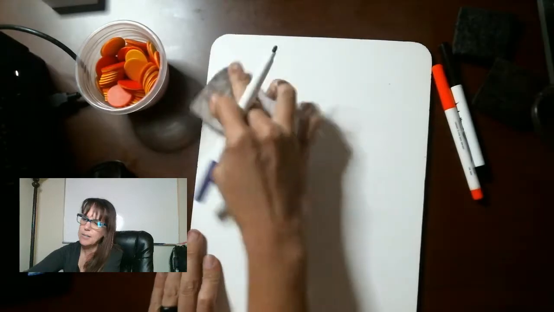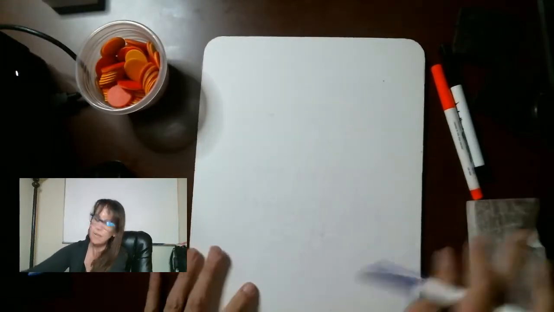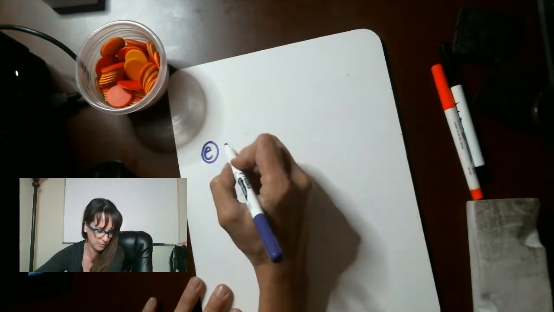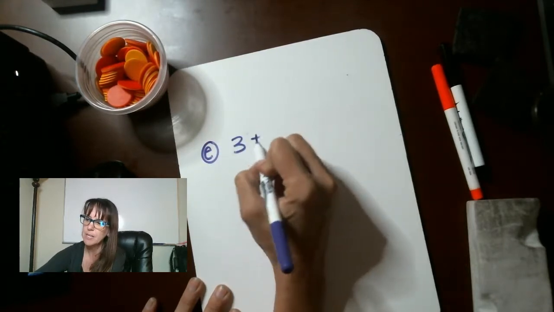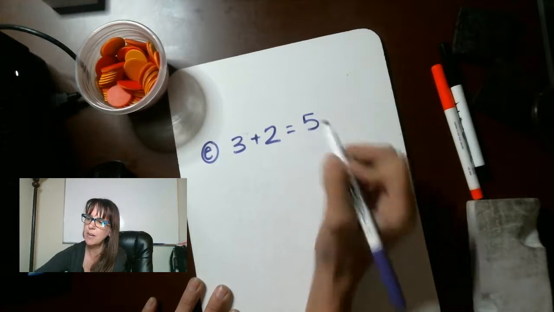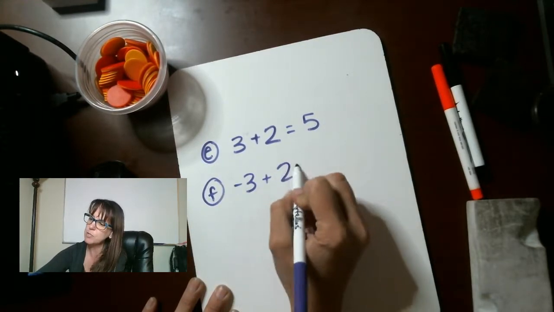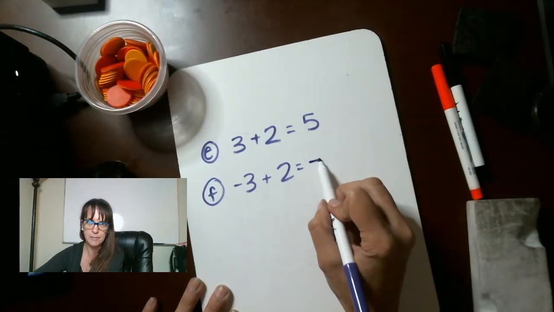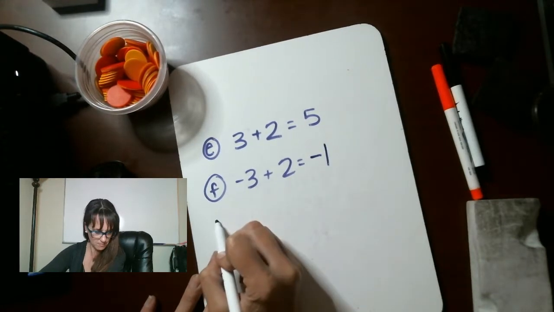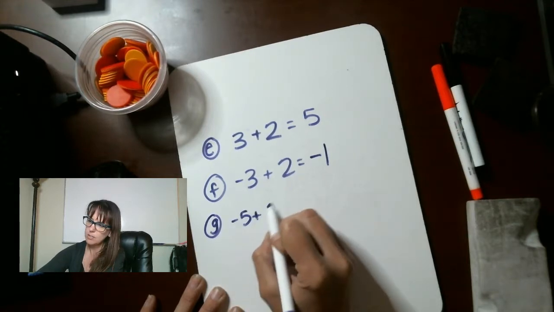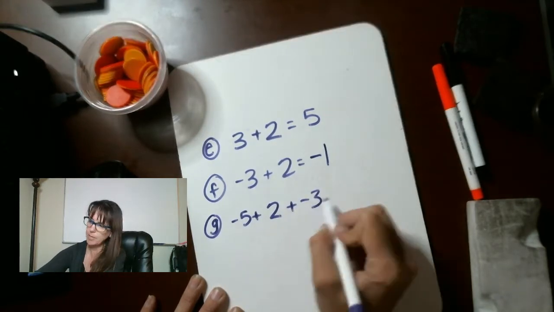Good. All right. So then for E through G, it says to draw a number line. You don't really have to do that if you've got a good understanding of it. So 3 plus 2, that's going to give us 5. F is -3 plus 2, which gives us our negative team is larger by 1.